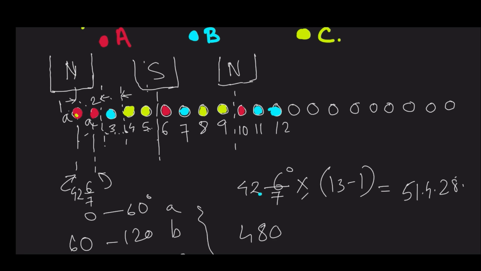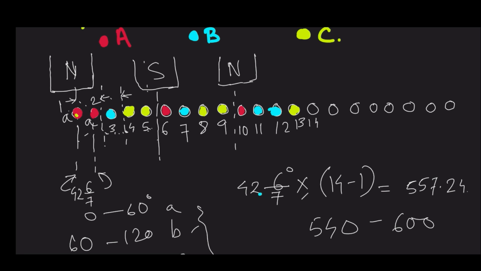So for 480 to 540 is again C's domain. So 514, that means it is occupied by C, that is 13 number slot. C takes 13 number slot. Then again, the next slot, that is 14. We are getting 557.24. So once it exceeds 540, it is again 540 to 600 is the range for your A.